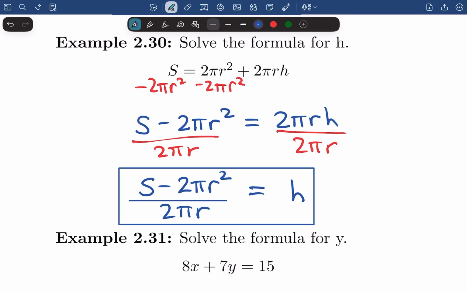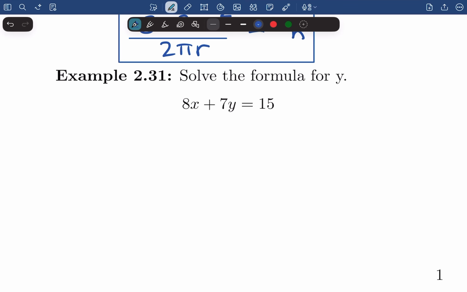Great. And here's example 2.31. Solve the formula for y. All right. Well, this formula is not currently solved for any variable. So 15 is by itself. We need to get y by itself.